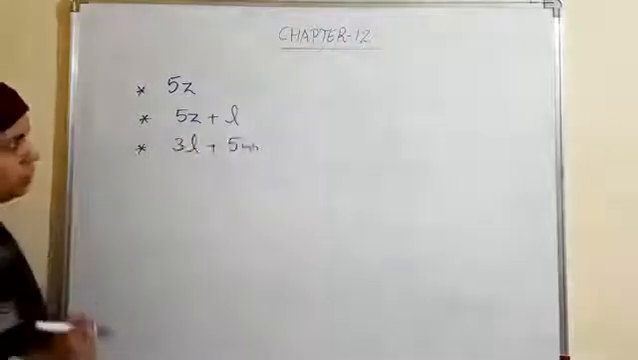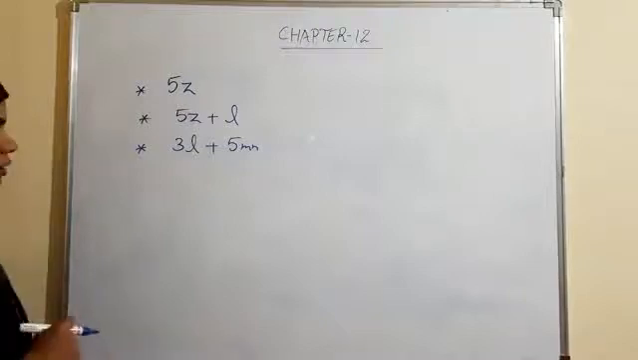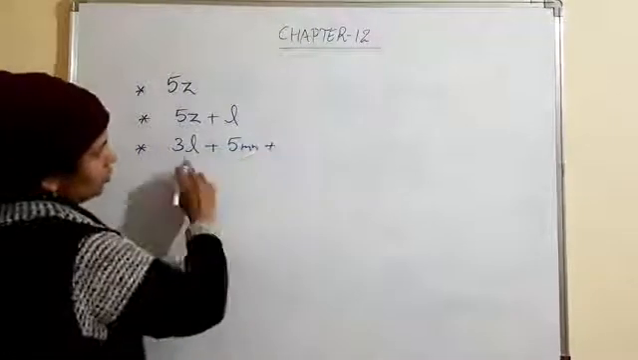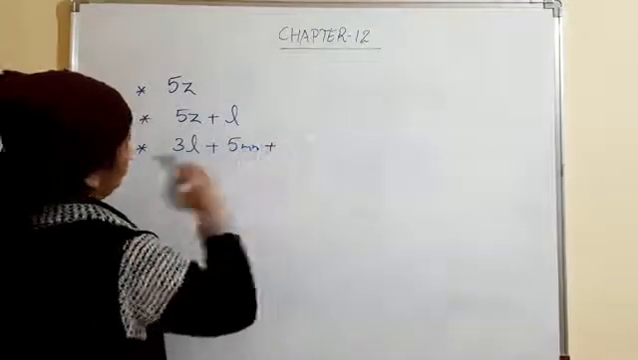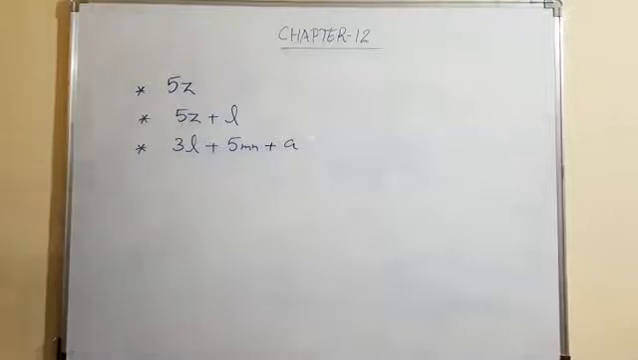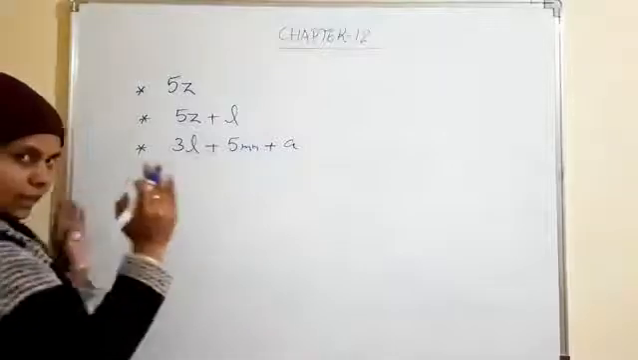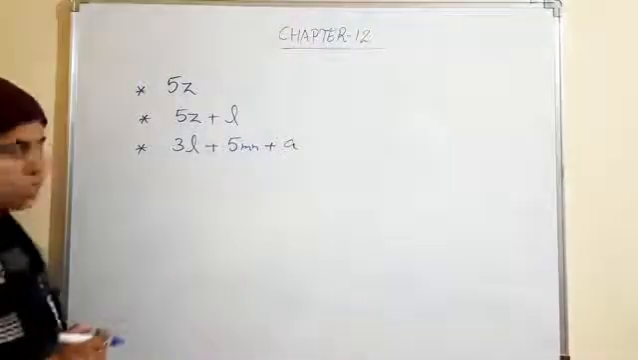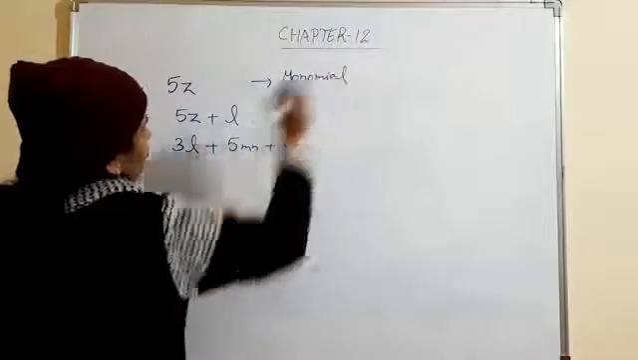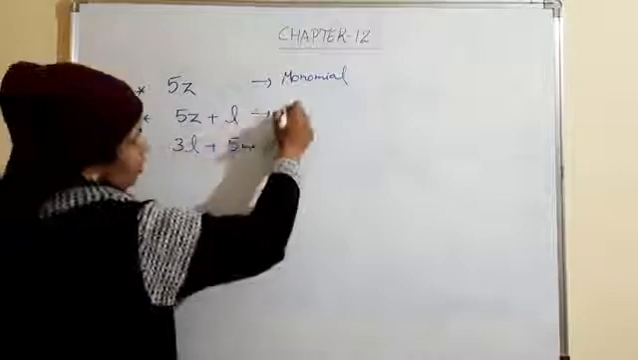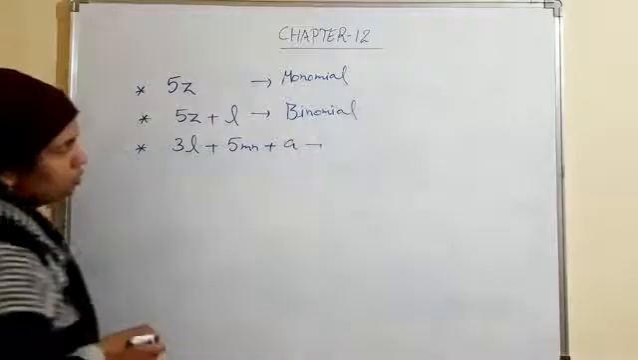In the next example, an expression containing 2 terms is an example of a binomial. And an expression containing more than 2 terms, for example 3 terms like 3l plus 5mn, and write one more term, just write a. So here 3l, 5mn and a, these 3 terms are added together. So this is the example of a trinomial. Okay, so this one is monomial, this one is binomial, and this third one is the example of trinomial.